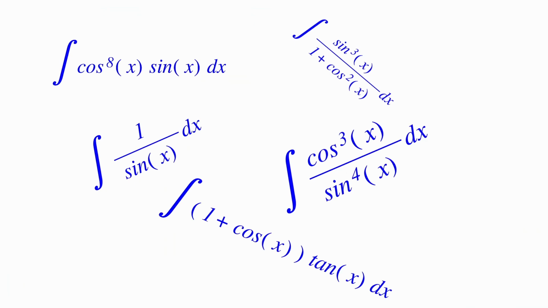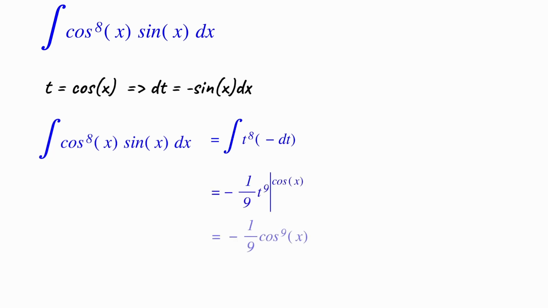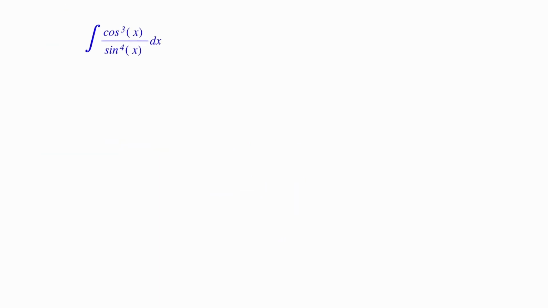Before doing that, let's compute our integral here. If we introduce t = cos(x), then we have dt = -sin(x) dx. So my integral becomes the integral of -t^8 dt, and if you do the math, you get -(1/9) cos^9(x). That's easy, right?